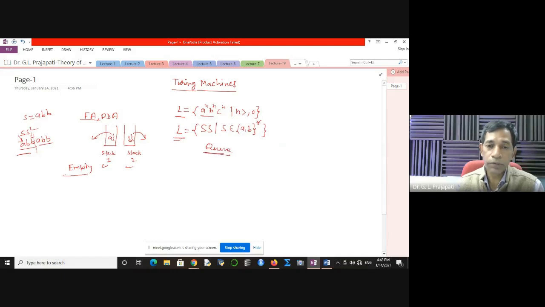So you have the queue, a data structure which is first in, first out. In this case, you need to store the elements in the queue. Whenever you start reading the next part, you just access the element from the queue, because it is first in, first out. So first you have stored A, and you have to match it with the first symbol of the next hop. So the queue data structure is suitable for this language.